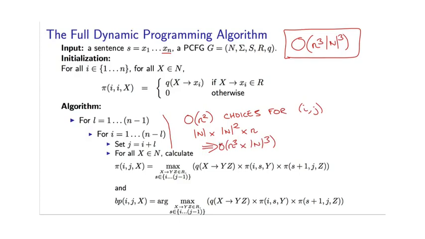Again, what I need to emphasize here is this is way, way better than brute force search. Remember, it's easy to come up with grammars where the number of possible parse trees for an input sentence is exponential in the length of that sentence. And so we now have a polynomial time algorithm, which is cubic in the length of the sentence and also cubic in the number of non-terminals in the grammar.